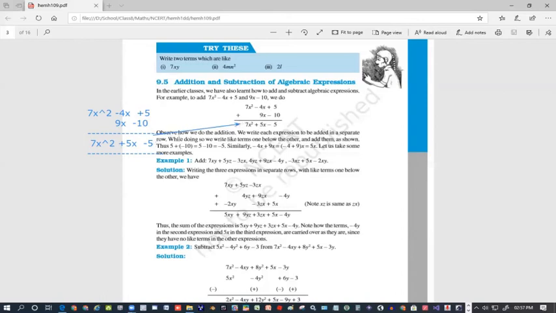So observe how we do the addition. We write each expression to be added in a separate row. While doing so, we write like terms one below the other. This is the only thing you have to keep in mind. If the question says minus 10 plus 9x, you don't put minus 10 here and plus 9x here. You can change it: minus 10 to the right side and 9x to the left side. Or if it says 5 minus 4x plus 7x square, you don't write it like that.